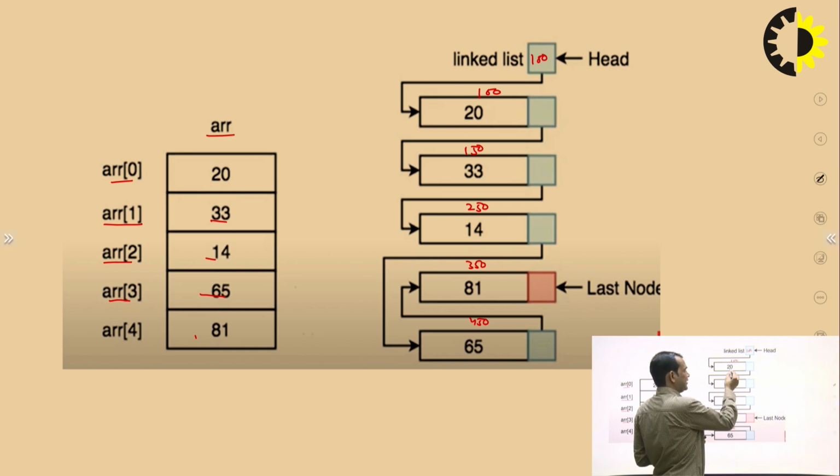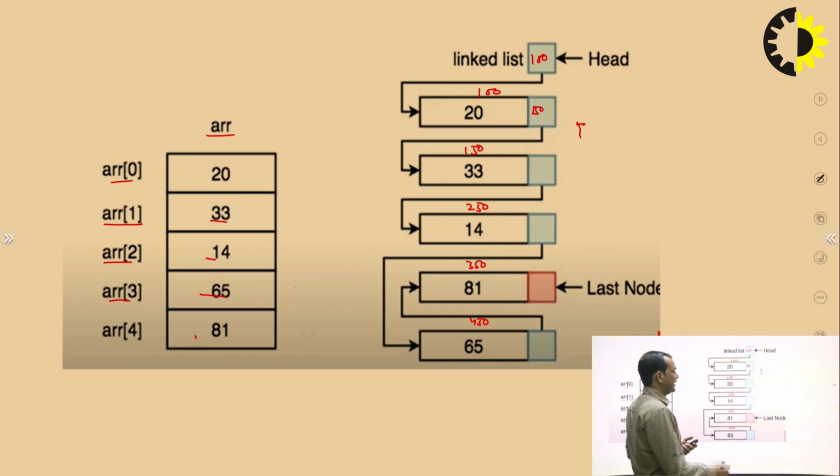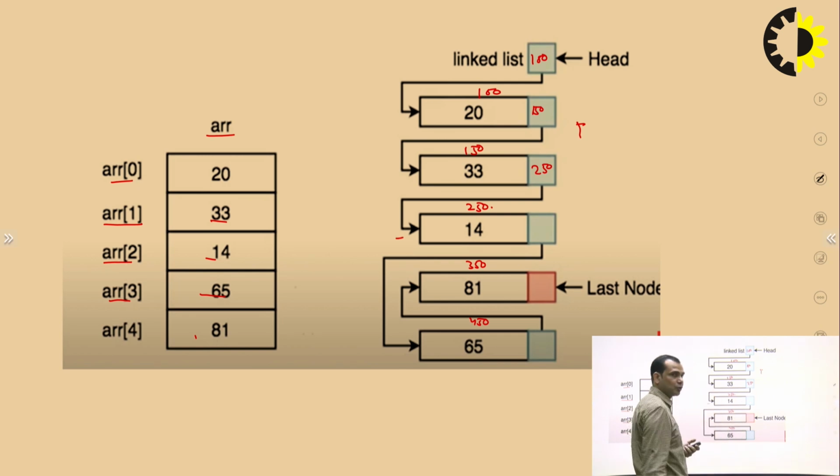Next, what is the next element after 20? We can say, what is the value stored in the link part? In the link part, 150 is stored, so it indicates the 33. Next, what is the value? The address of the next node, 250, so it indicates the next node. Then what is 350? Sorry, here it indicates this. So this value is 450.